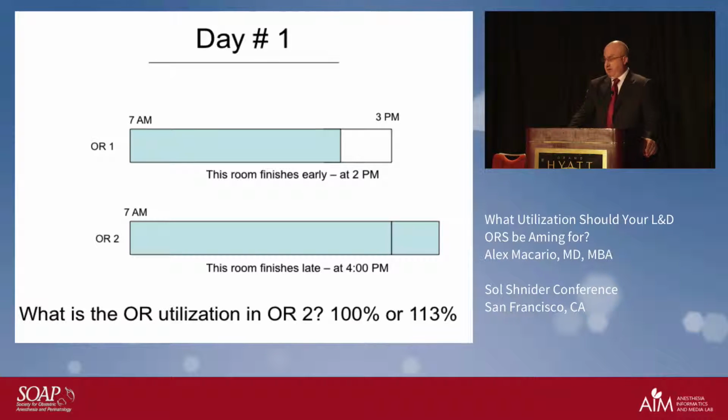Well, it could be 100% because there were patients in the room or turnovers that were deemed reasonable during the entire day. Or other hospitals would compute with the data system that the utilization was 113%. And so unless you know how rooms that run late are measured in terms of utilization, it's going to be hard to figure out, because if you take the average of these 2 rooms, it depends whether you use the 100% for room 2 or 113%.